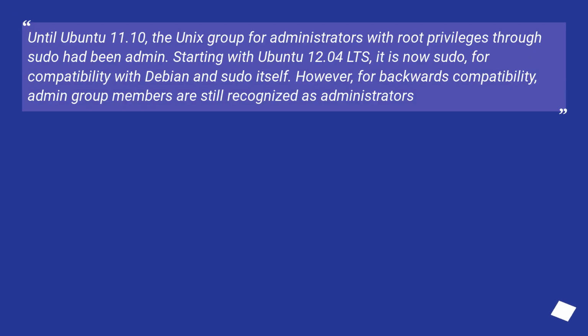Until Ubuntu 11.10, the Unix group for administrators with root privileges through sudo had been admin. Starting with Ubuntu 12.04 LTS, it is now sudo, for compatibility with Debian and sudo itself. However, for backwards compatibility, admin group members are still recognized as administrators.